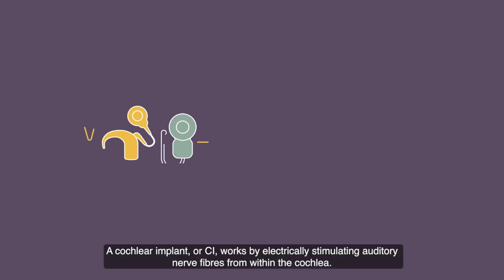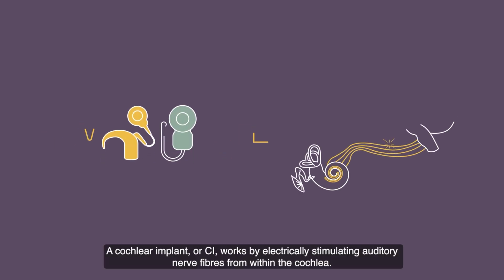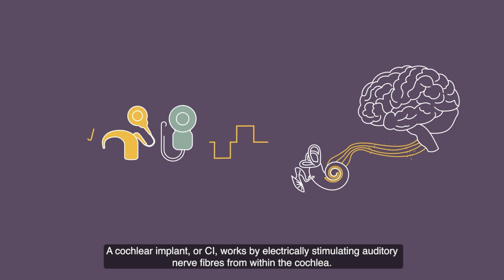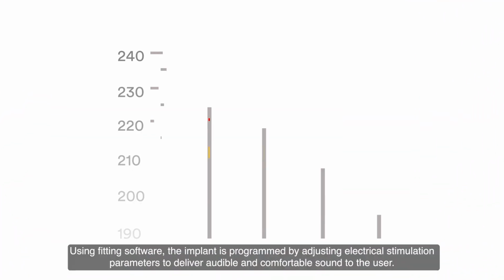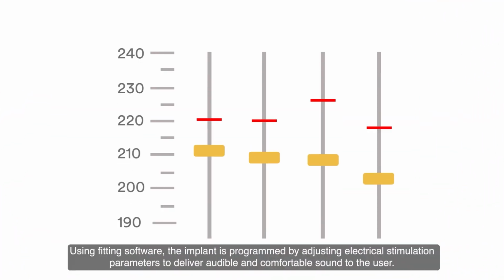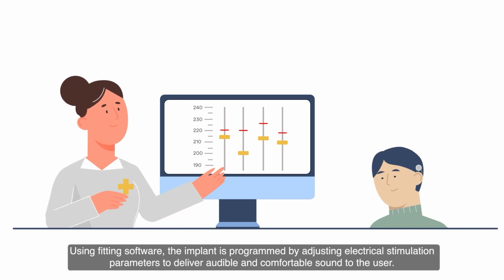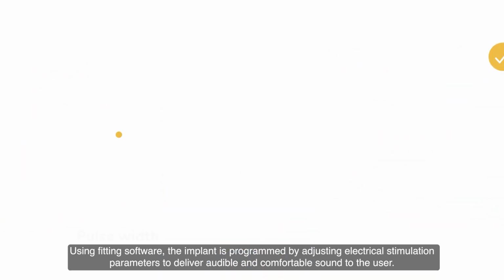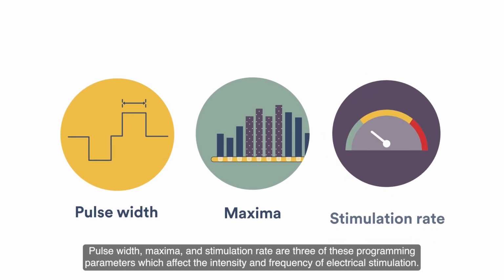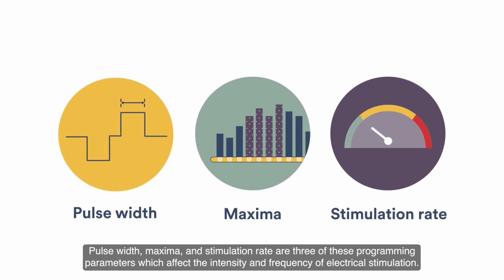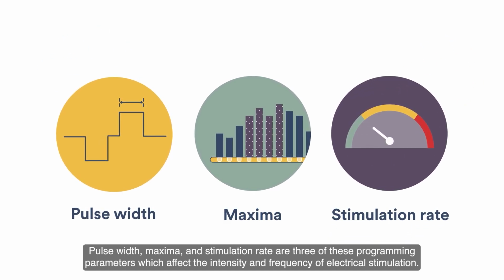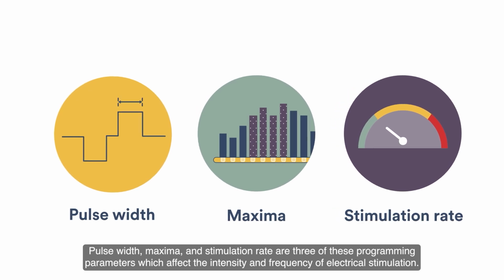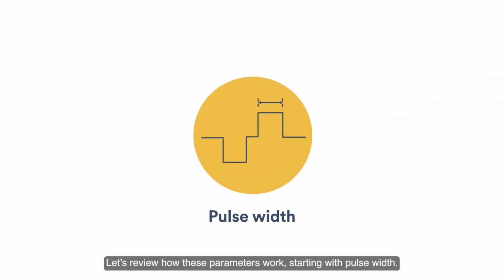A cochlear implant, or CI, works by electrically stimulating auditory nerve fibres from within the cochlea. Using fitting software, the implant is programmed by adjusting electrical stimulation parameters to deliver audible and comfortable sound to the user. Pulse width, maxima, and stimulation rate are three of these programming parameters which affect the intensity and frequency of electrical stimulation. Let's review how these parameters work, starting with pulse width.